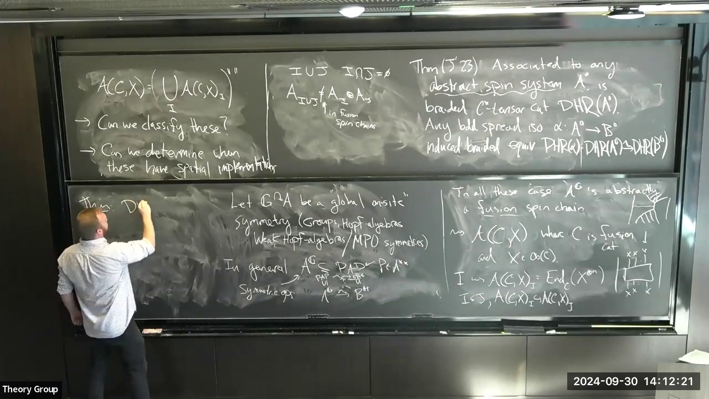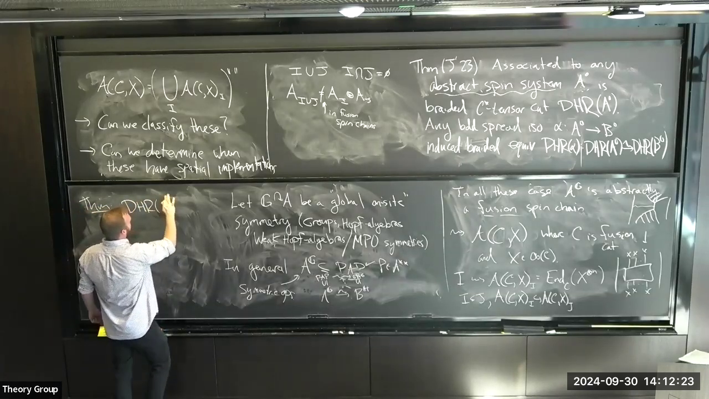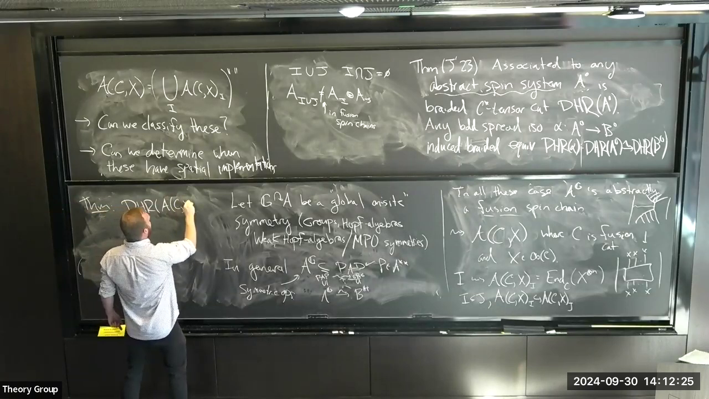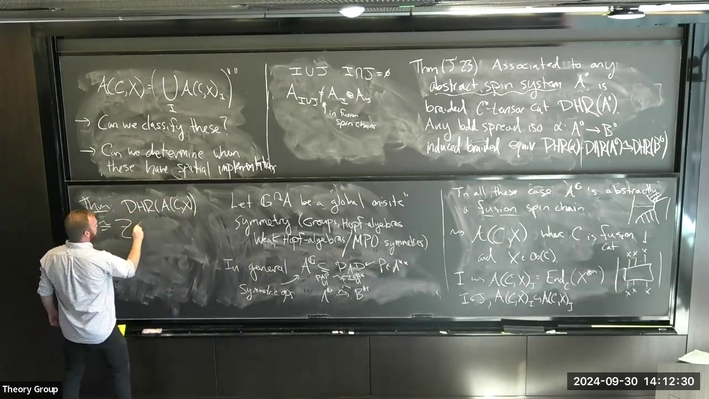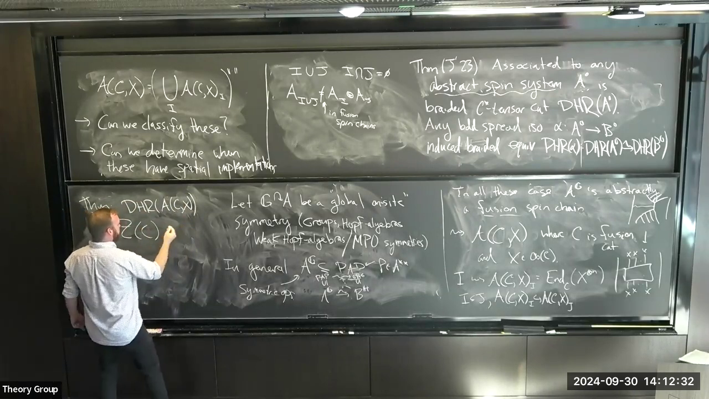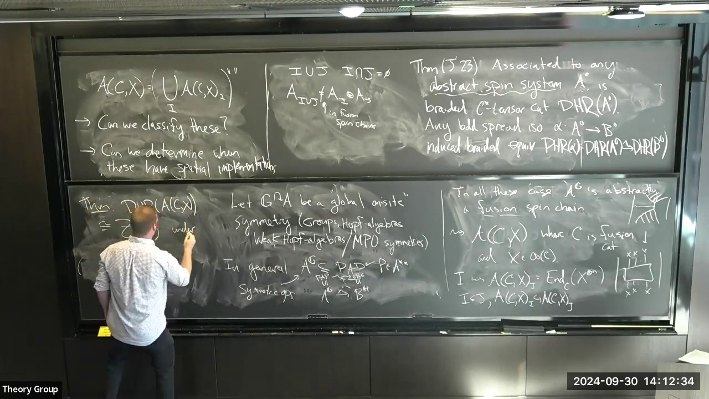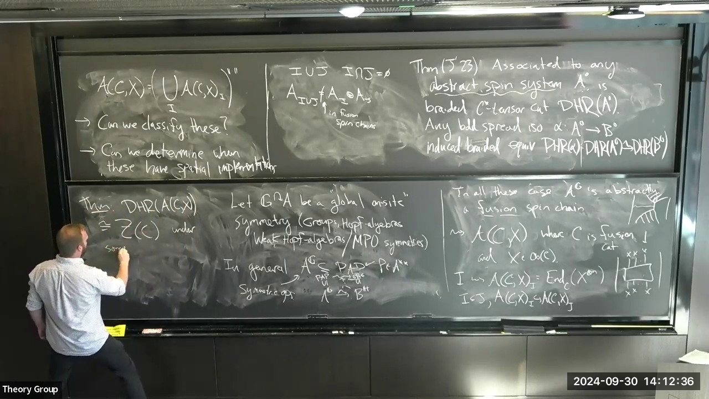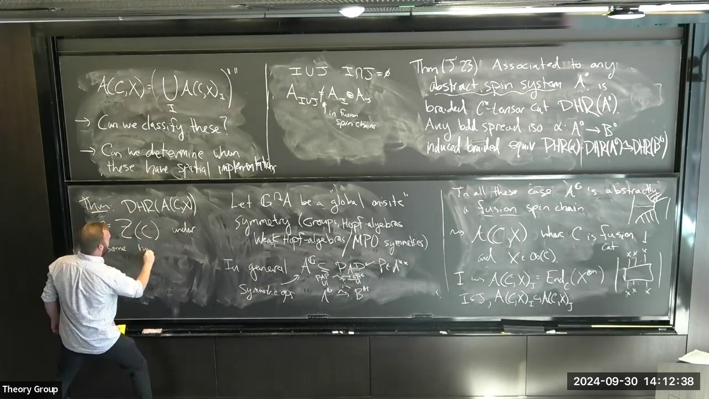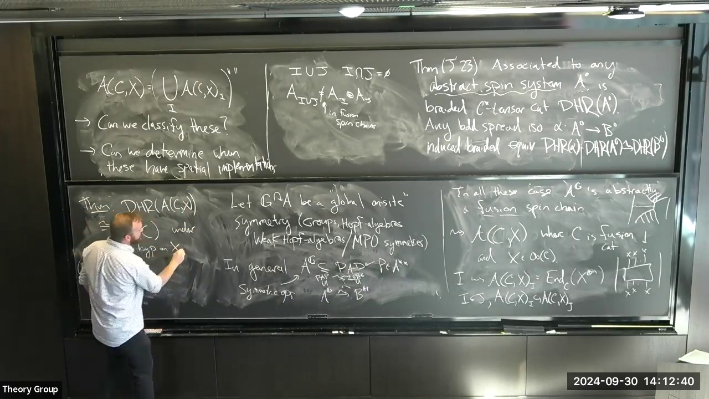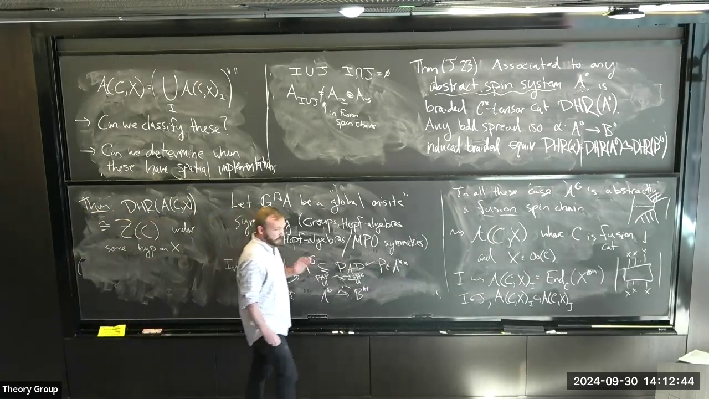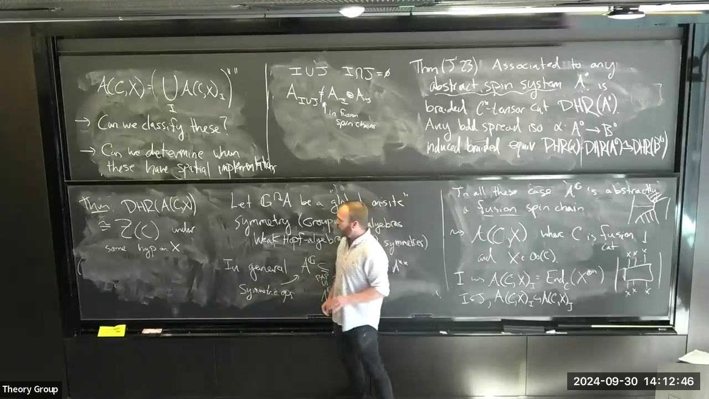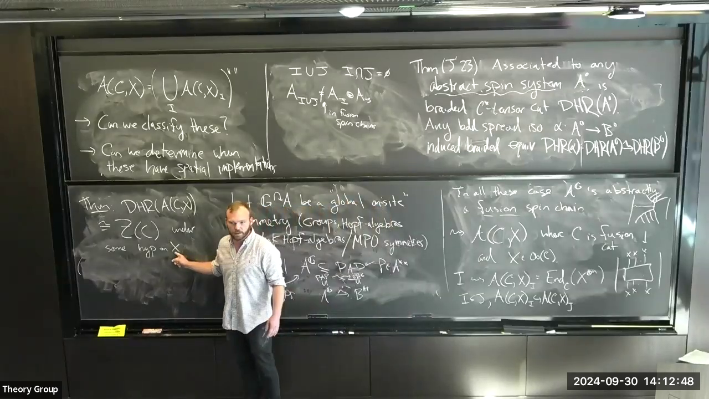So if I take the DHR category of this fusion spin chain, this is equivalent to the Drinfeld center of C under some hypotheses on X. So X has to be self-dual. That assumption is probably not necessary. I just was feeling lazy, and instead of reproving something, I wanted to use someone else's theorem, and using self-dual made that easy.